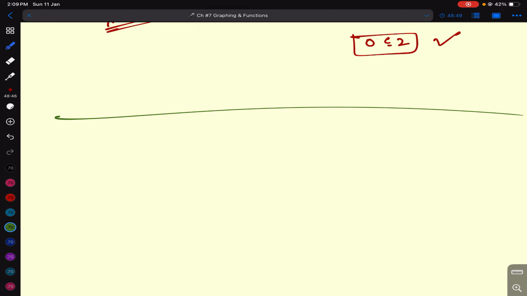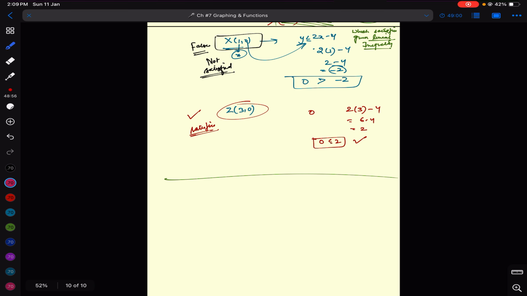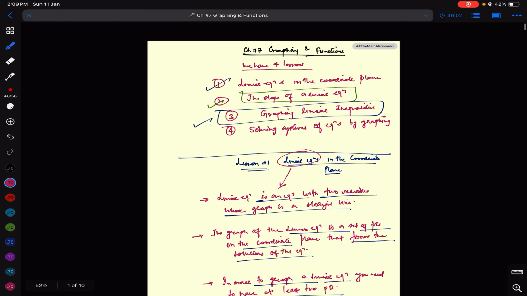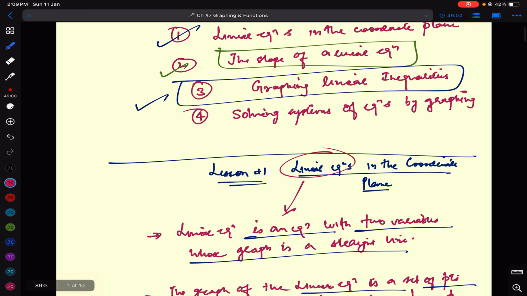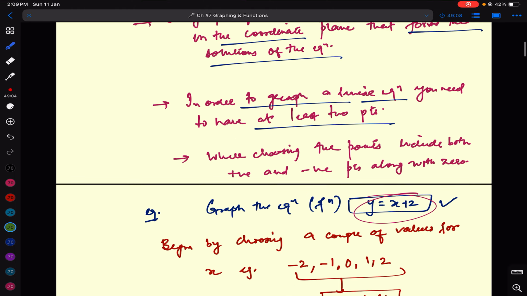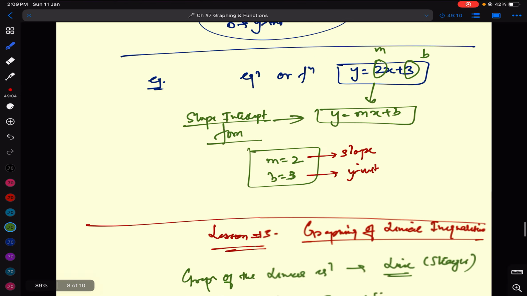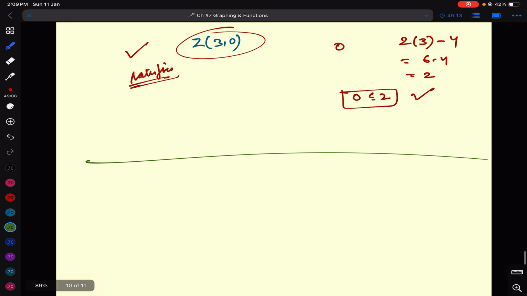Now the last but not the least, which is lesson number 4, wherein we'll be covering the last lesson of this chapter. What's lesson number 4? So this is solving the system of equations by graphing, right? Solving the system of equations by graphing.